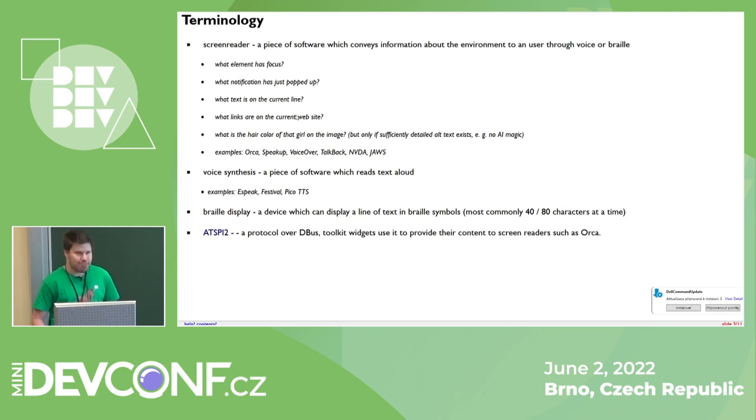Then there was actually one useful special device called a Braille display, which allows the visually impaired to read one line, usually 40 or 80 characters, in Braille letters, and it's very useful because sometimes the audio system breaks and you need to work with the computer anyway, so it's very important to have some alternative output.